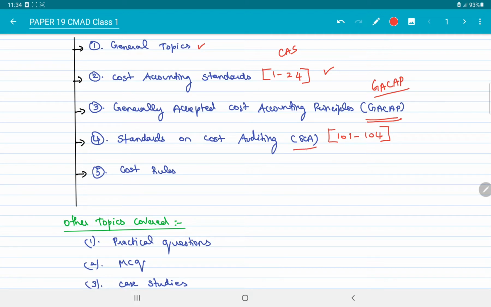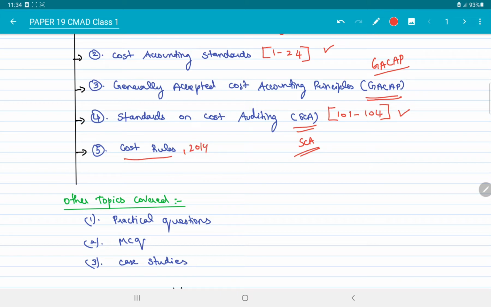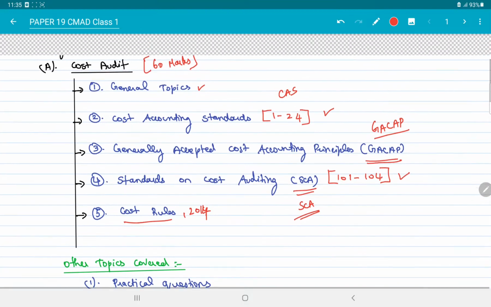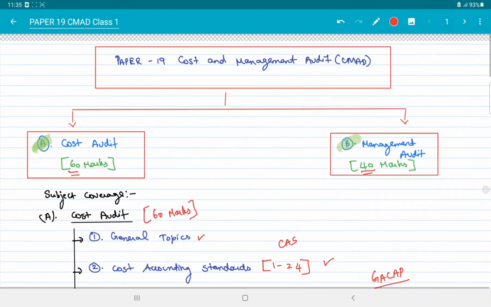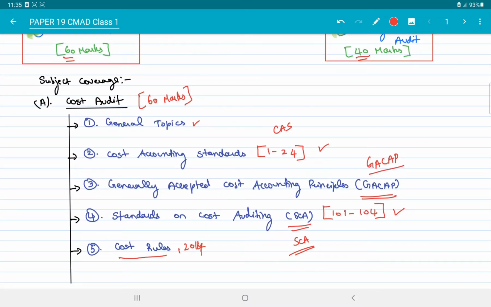Standards on cost auditing, SCA, which is 101 to 104. Four standards are there on cost auditing. And then the cost rules 2014. So this is the coverage of section A, 60 marks. Okay.